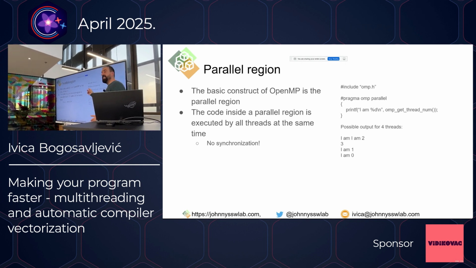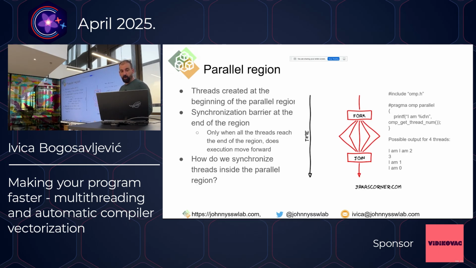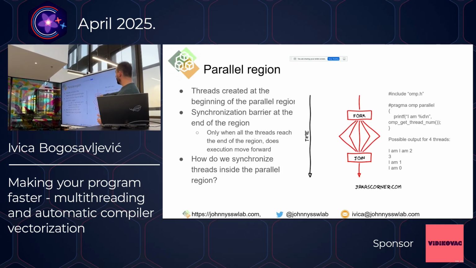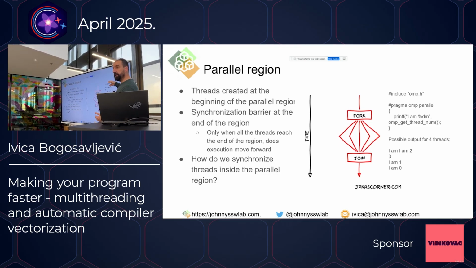Now, normally this is not what we want. This is not the use case. It just tells you what the Pragma OMP parallel is. So how does the parallel region work? At the beginning, you have this. Before the Pragma, everything is executed as single-threaded.